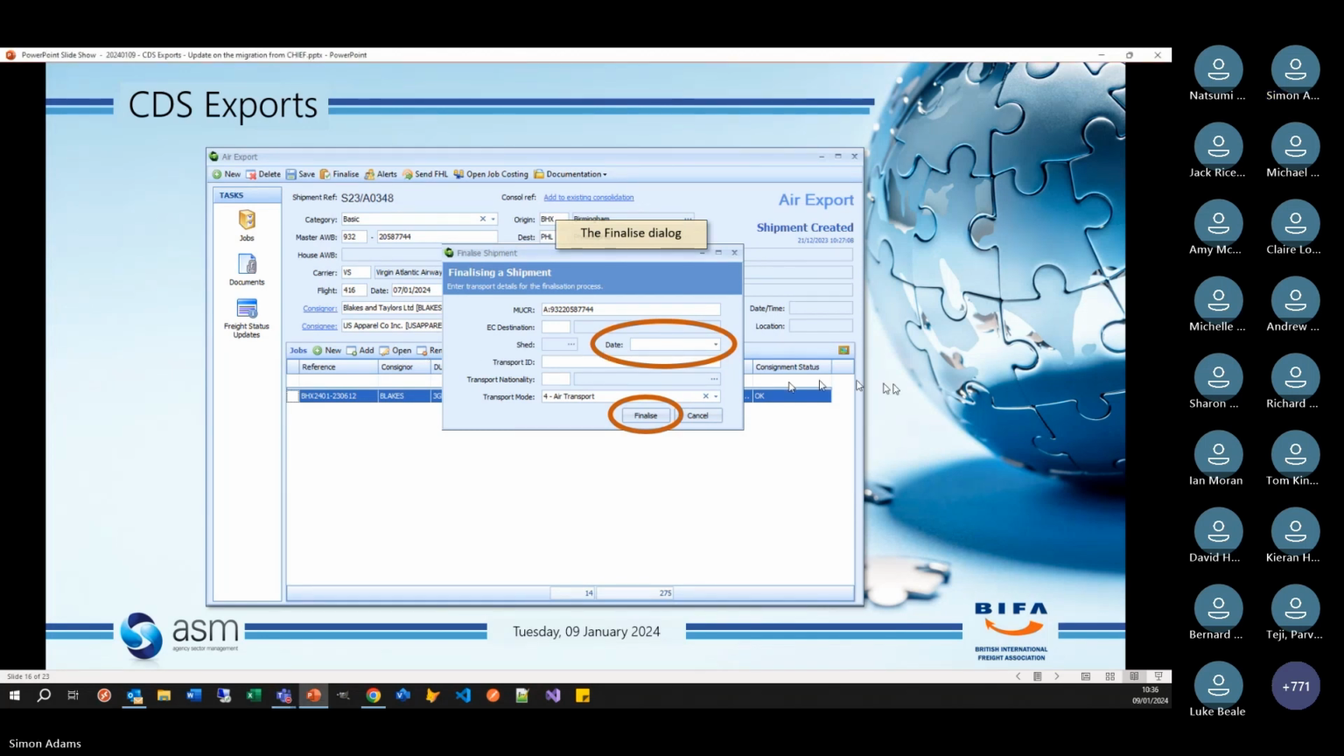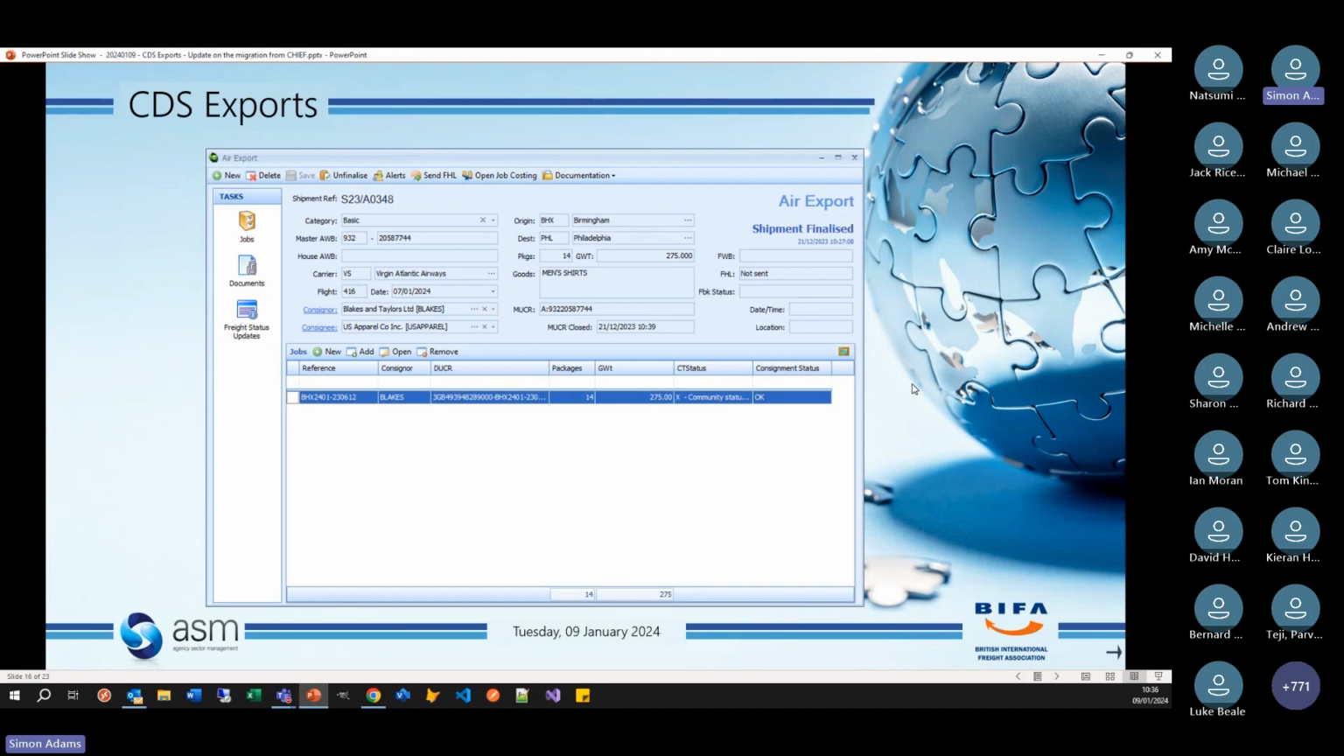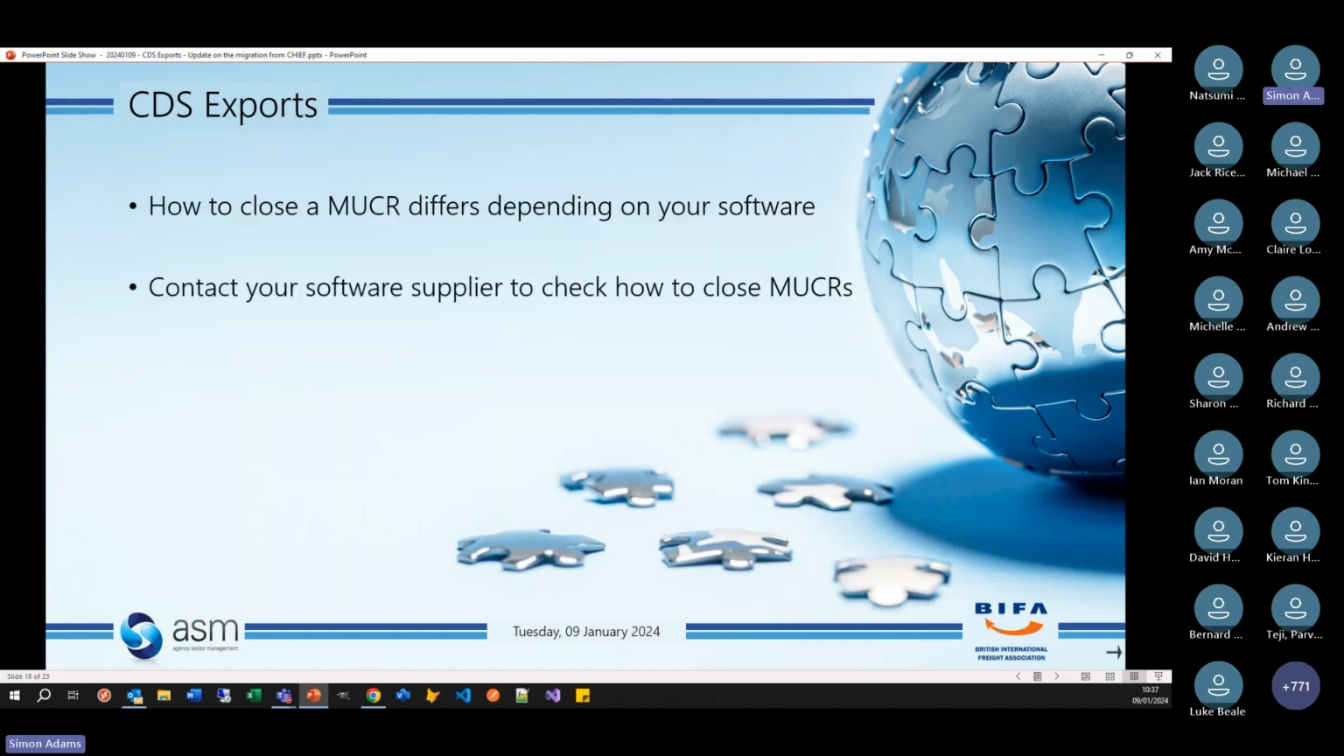And after sometimes a little delay to make sure all the messages come back, it updates to say the shipment's finalized and gives you a date and time to show you what date and time the mucker was actually closed, and make sure you've done it. On an air shipment, it will produce an airline delivery schedule as well. Whether you actually print that off or not, you don't really need to. As long as one's generated, that generally tells you that everything's fine. So that's from our software point of view.